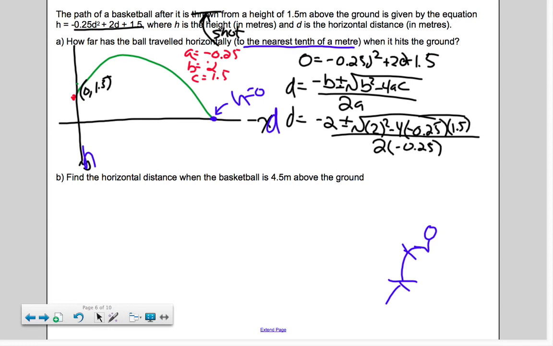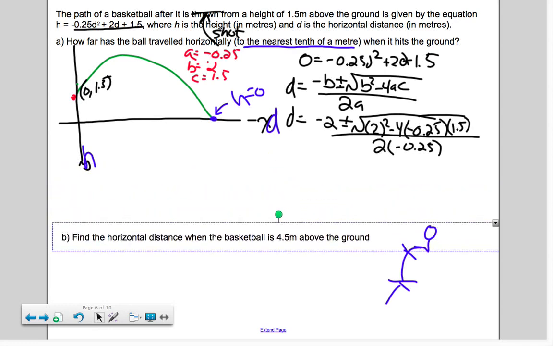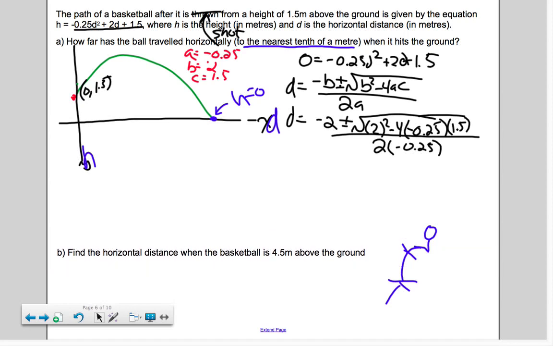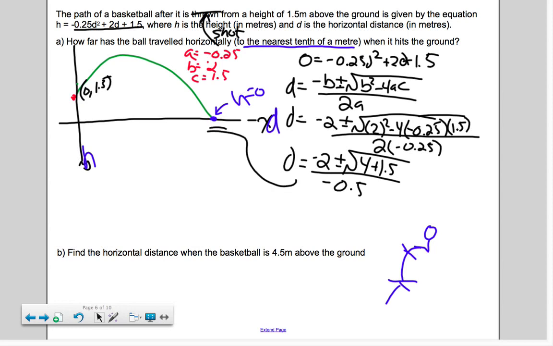This is why it's a quadratic equation. So D is equal to minus 2 plus or minus the square root of 4. Negative 4 times negative 0.25 gives me a 1 times 1.5, so it's basically adding 1.5, divided by negative a half. So here we get D is equal to minus 2 plus or minus the square root of 5.5 all over negative 0.5.